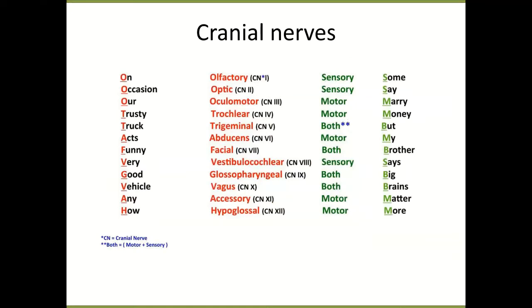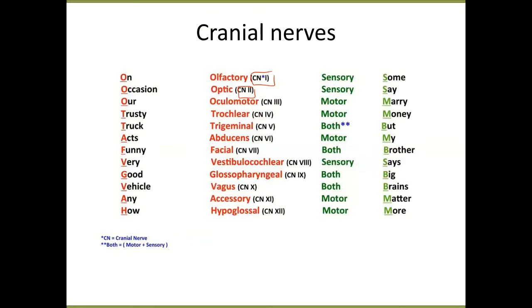In order to remember which numbers are which, there's a mnemonic here, and if you don't know your Roman numerals, here's a chance to learn them. The olfactory nerve is also called cranial nerve number 1. Optic is cranial nerve number 2, number 3, oculomotor, number 4, trochlear. You guys got the rest of it.